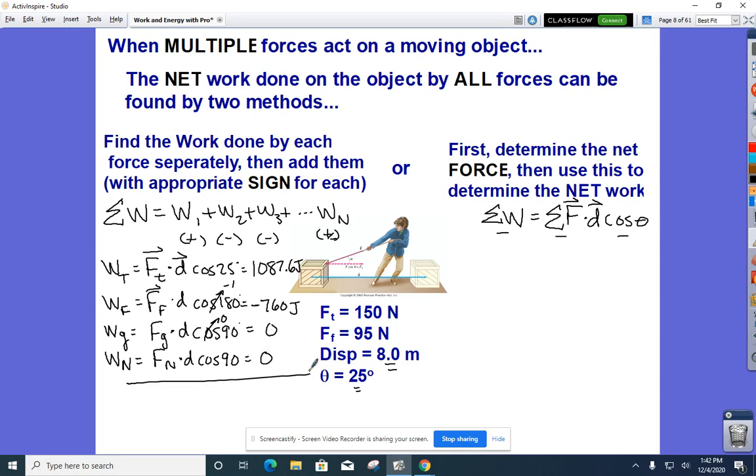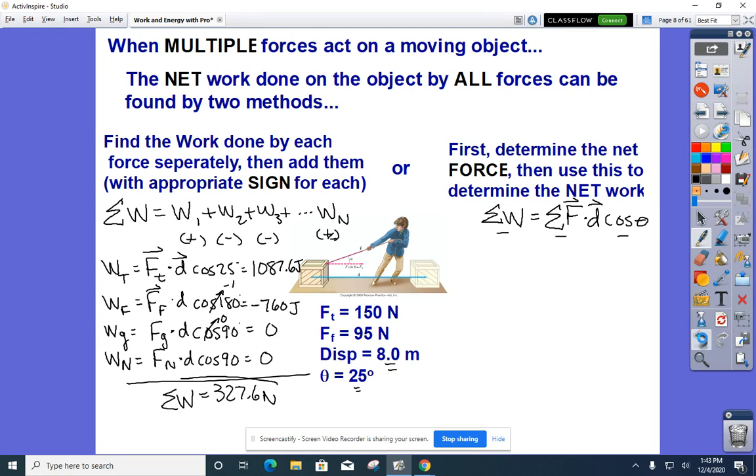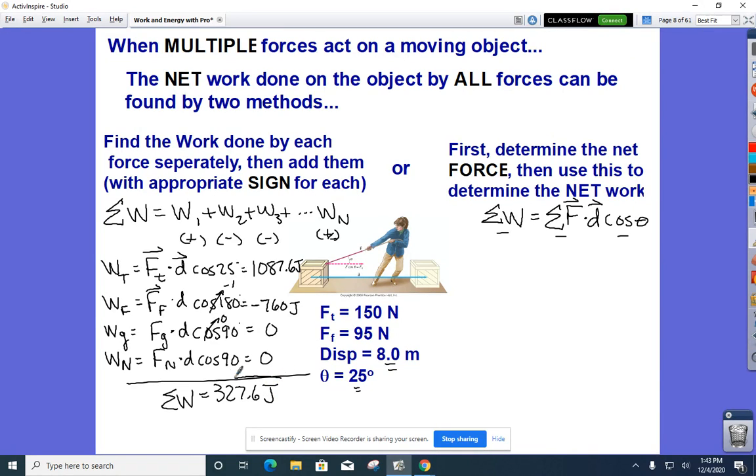So I could add them all up. I'm going to do that. I get 1,087.6, subtract away 760, and I see the total work is just simply 327.6 newtons. Scrap that. Make sure I have those units right. I'm the instructor, I should have those things down. 327.6 joules is the total work. A transfer of energy of that much from 4 different objects exerting forces.